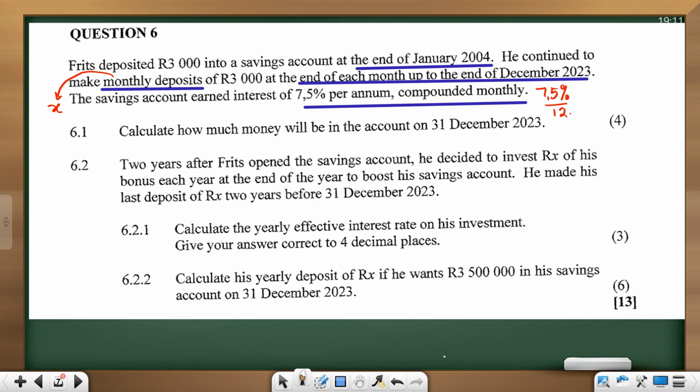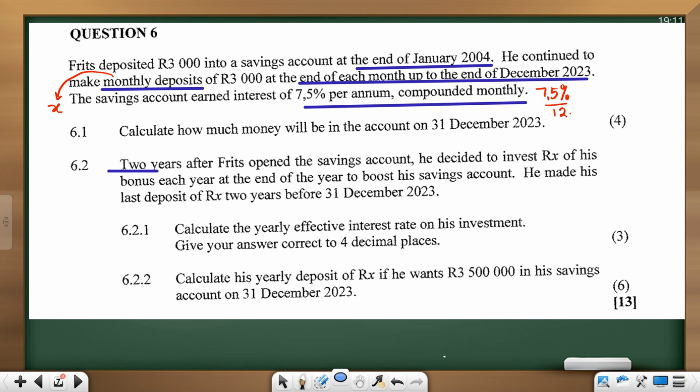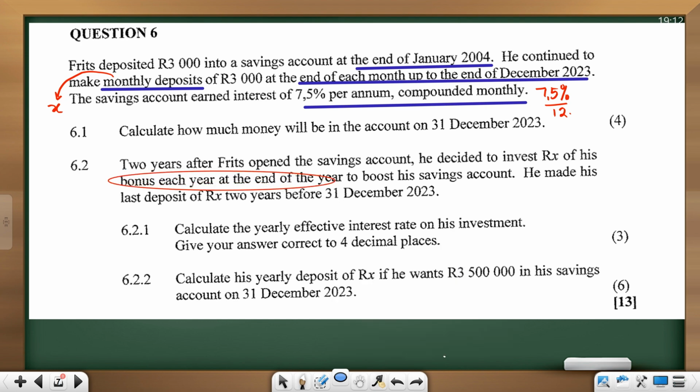He made his last deposit of X rand 2 years before 31st of December. We're going to deal with that. But this is what I want us to deal with, guys. Please, let's check something important that I'm reading here. He makes X, all right, bonus. When does he make that deposit? Each year. My beautiful learners, please watch this. I see this examiner actually helped a lot of learners here. I'll tell you why.